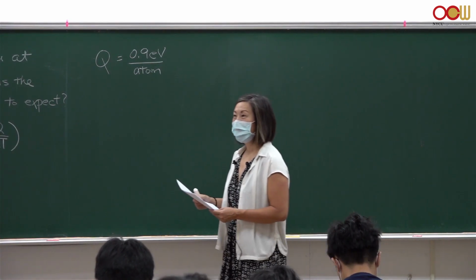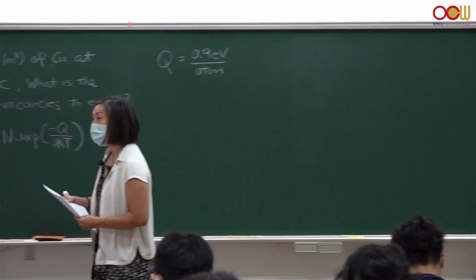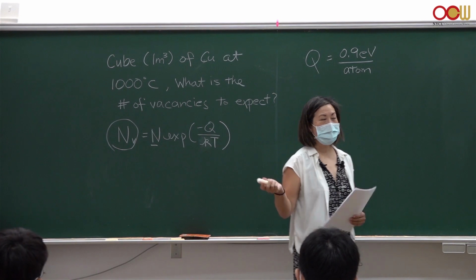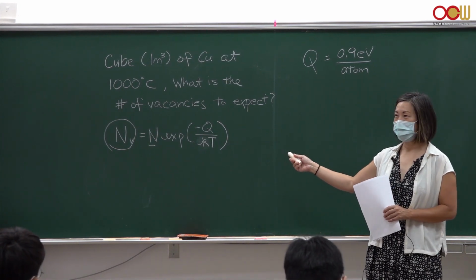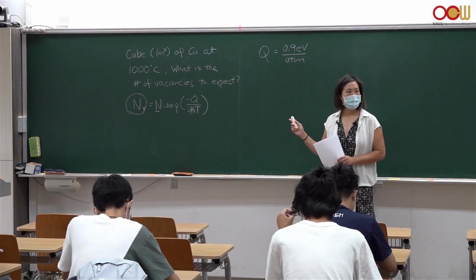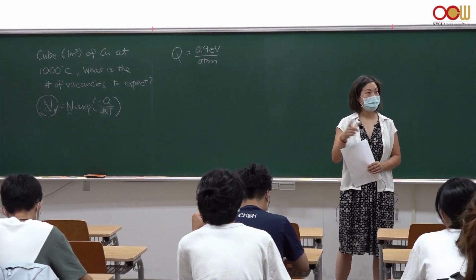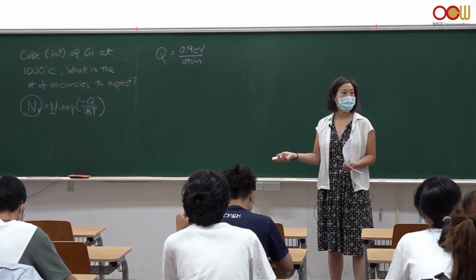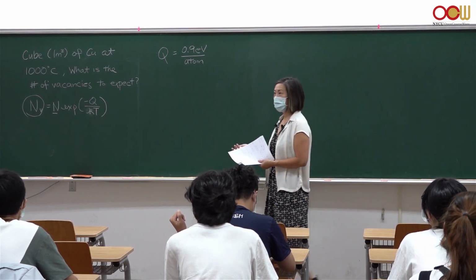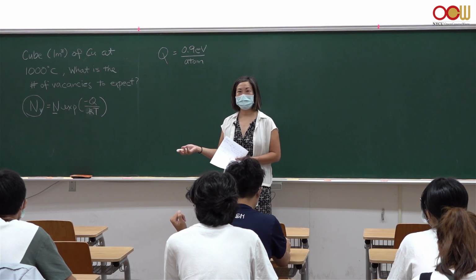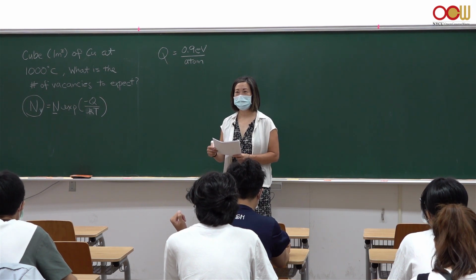Yes? What is that number? What is this, right? Okay, so you don't know, so what does n stand for? Do you remember? Number of atomic sites, right? Atom sites. How many atoms do you have in this 1 cubic meter of copper? Okay, so you need to find that out. So how would you find that out? What would you need to find?